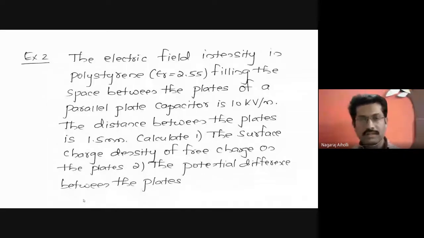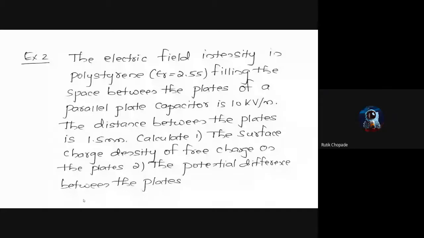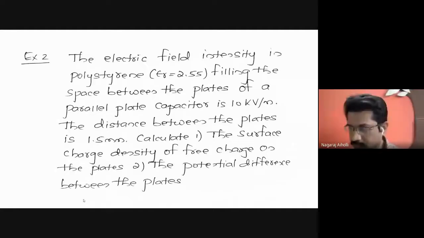If someone is getting the answers, please let me know. Sir, answer for surface charge, sir. Yes. 0.2 microcoulomb per meter square. Very good. 0.2 microcoulomb per meter square. Very nice. What about rho s? Rho s.